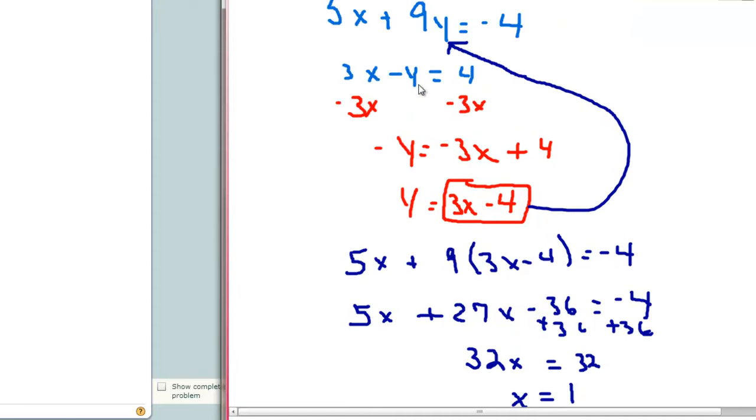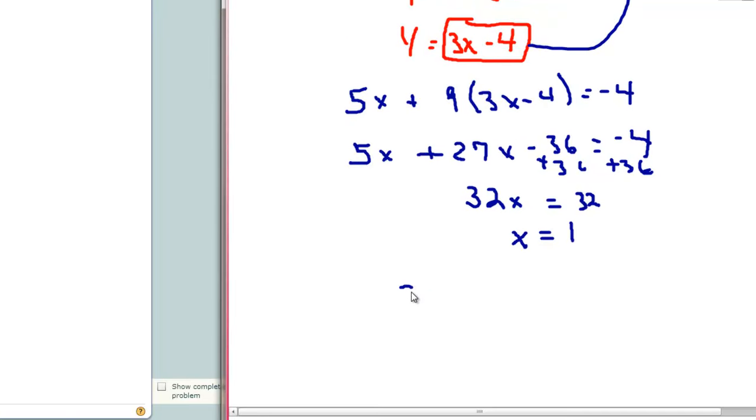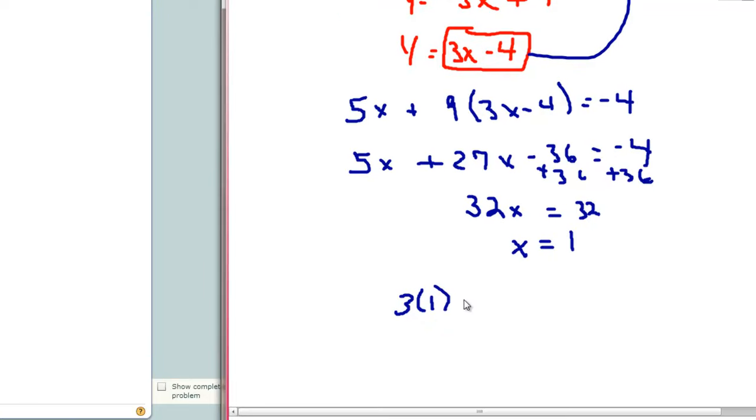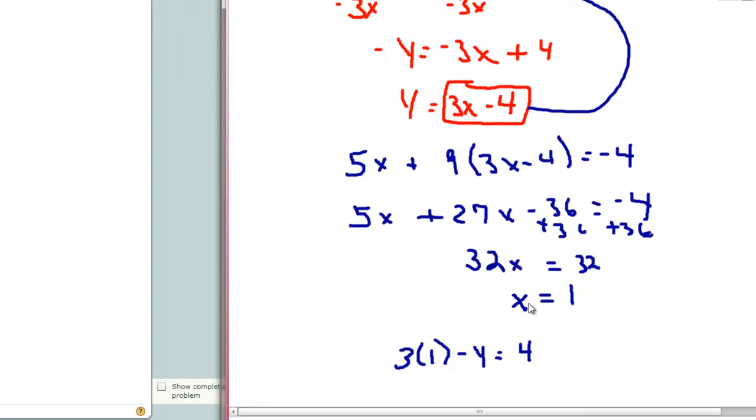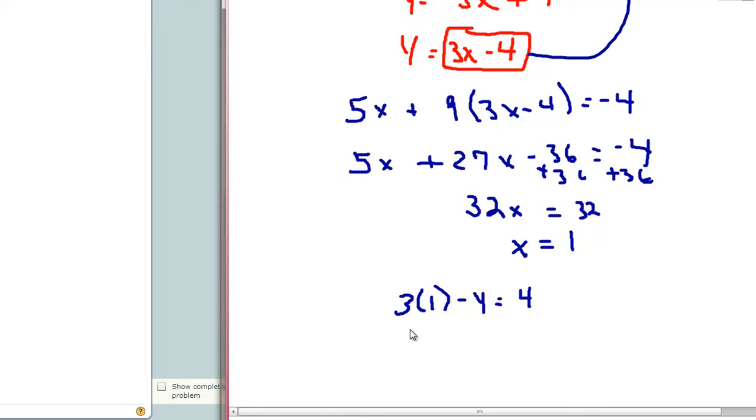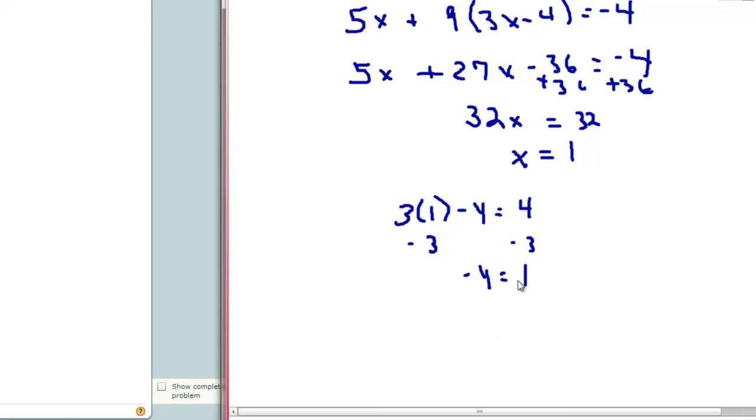We'll just use the second one this time. 3 times 1 minus y equals 4. Right? Okay. And 3 times 1 is 3, so basically I'm just going to end up subtracting 3. And I get negative y equals, and that's going to be positive 1, but then I divide by the negative and get y is negative 1. And so there's my ordered pair, 1 comma negative 1. Just the same exact thing I got over here.